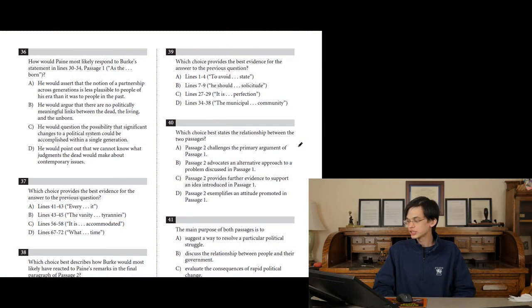Question number 40 on the reading portion of College Board's Test 4. Which choice best states the relationship between the two passages? This is a question that is asking us to summarize, in essence, what each passage was about.